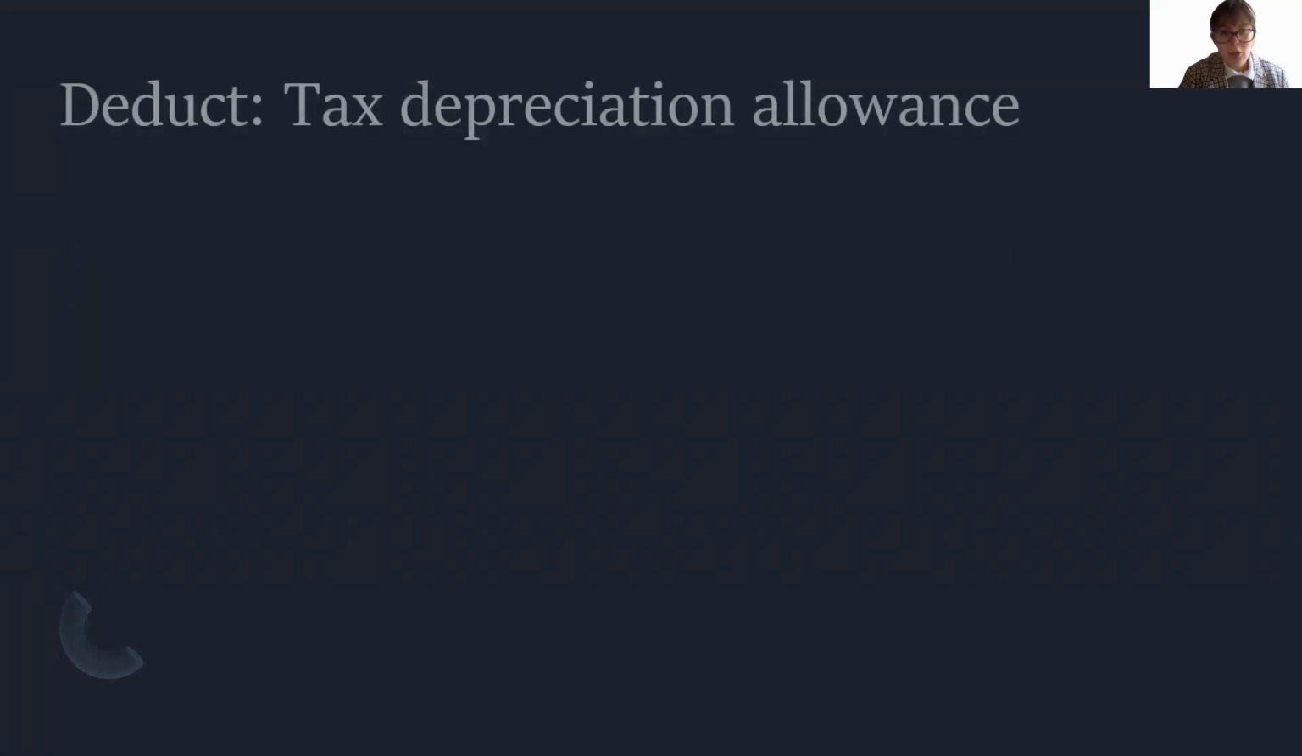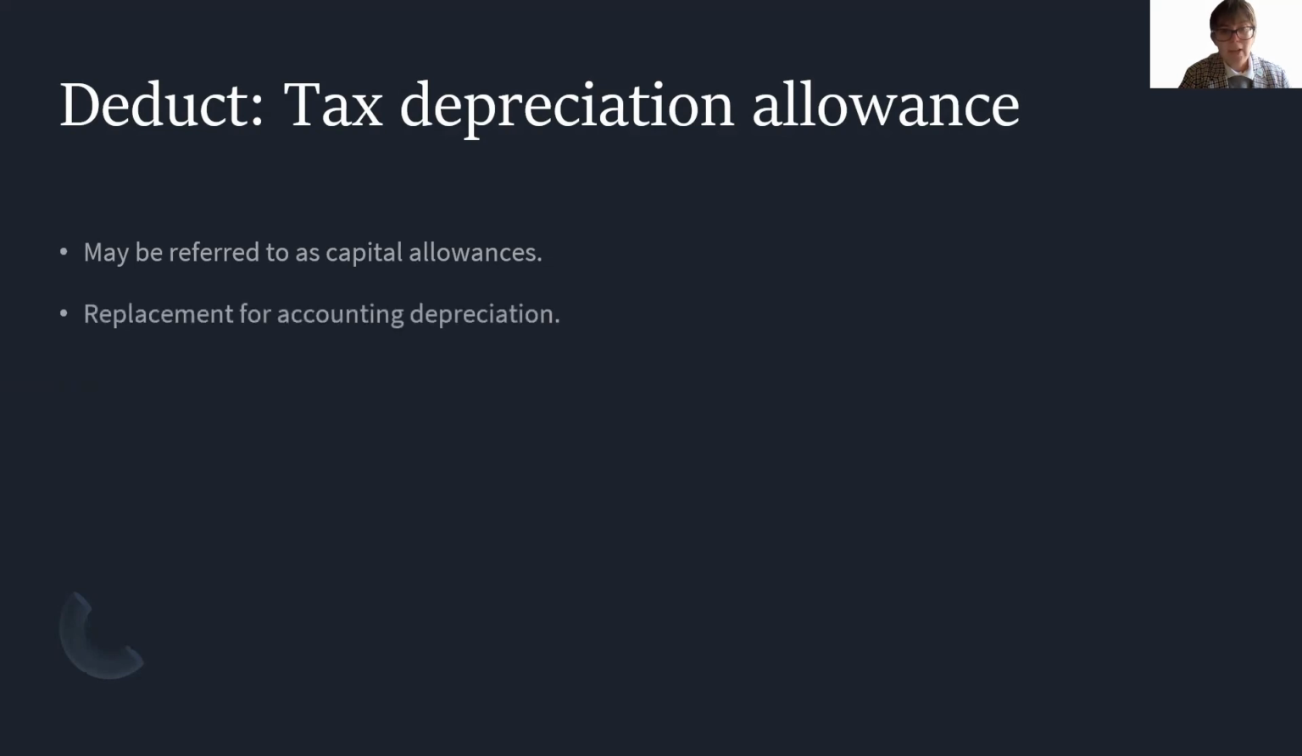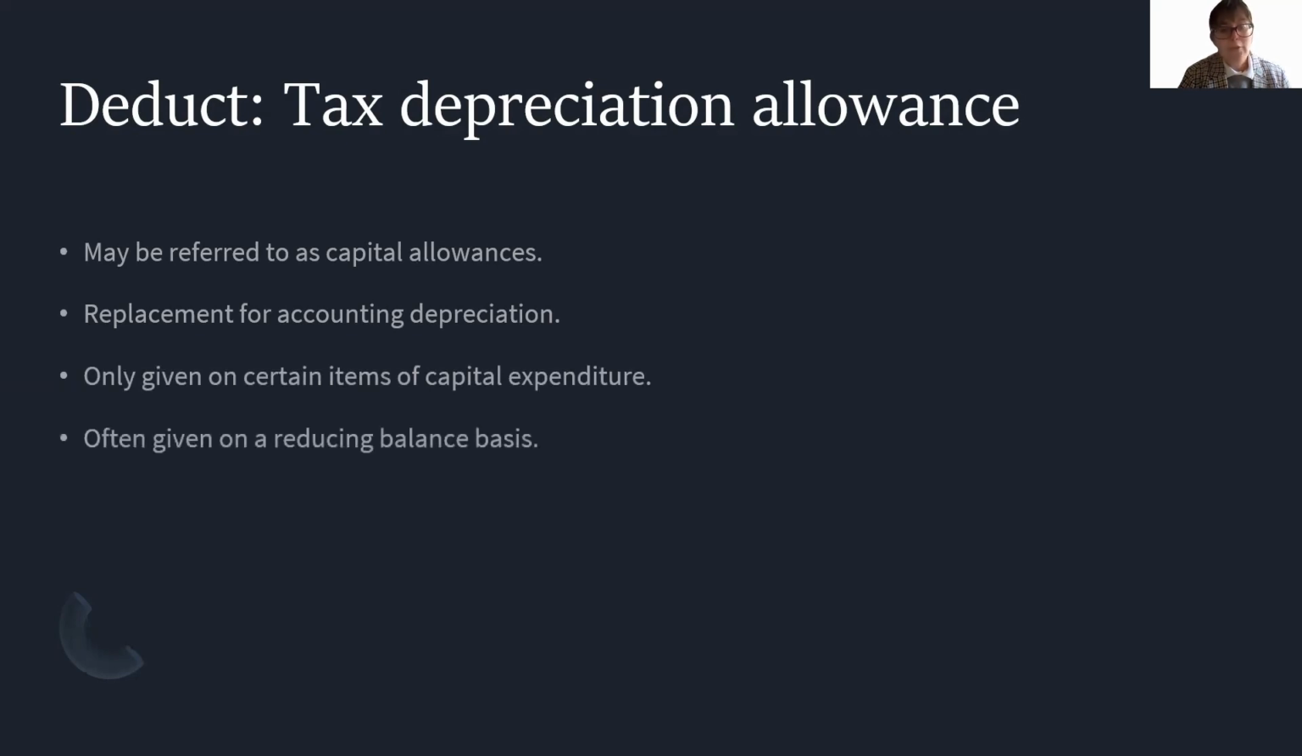We then have to deduct tax depreciation allowance. So this may also be referred to as any capital allowances. And ultimately, all this does is replace your accounting depreciation. And it will only be given on certain items of capital expenditure. And more often than not, it will be given on a reducing balance basis as opposed to straight line. It will be given if the asset is owned at the accounting date. If the asset is not owned, then you cannot calculate a tax depreciation allowance.